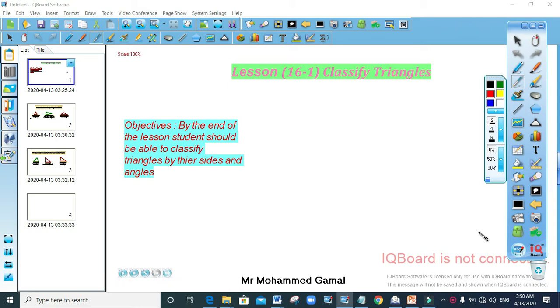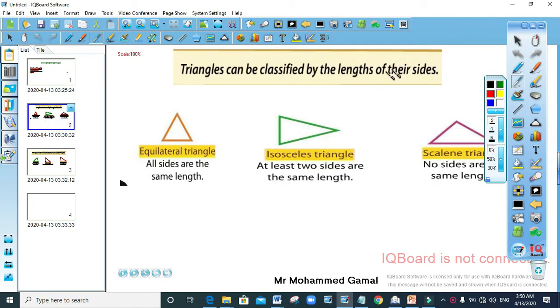With you, Mr. Muhammad Jamal, in our new lesson 16.1, Classifying Triangles. By the end of the lesson, our objective is that each student should know how to classify a triangle according to sides and angles.